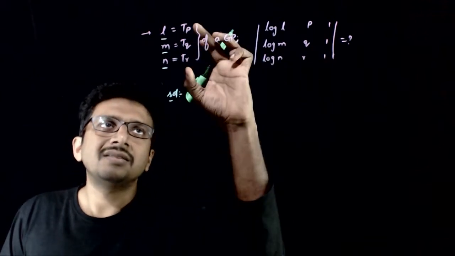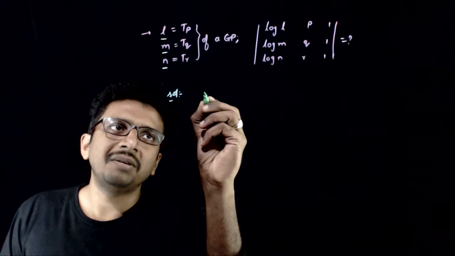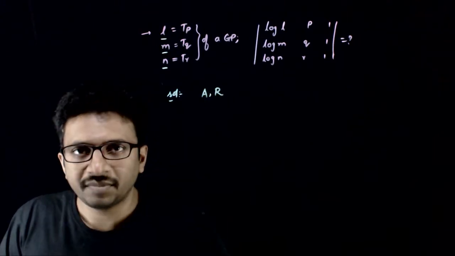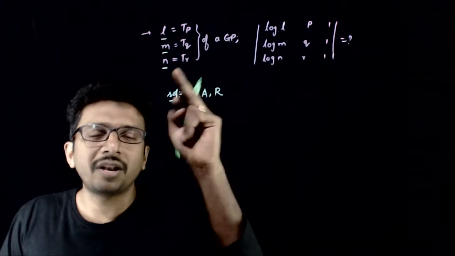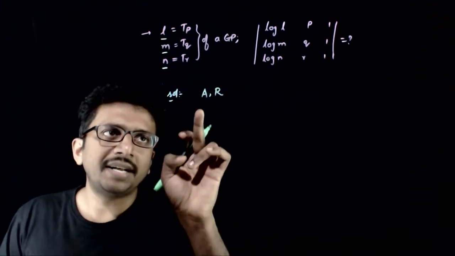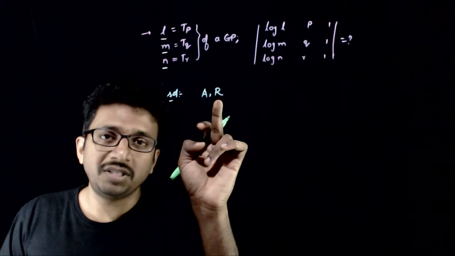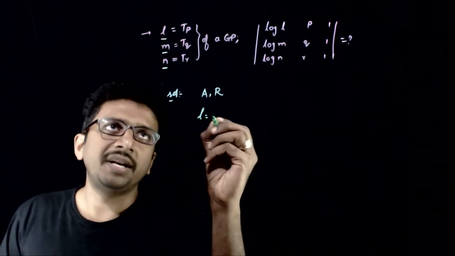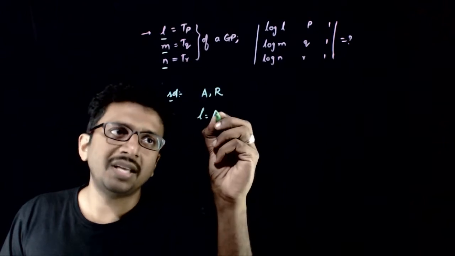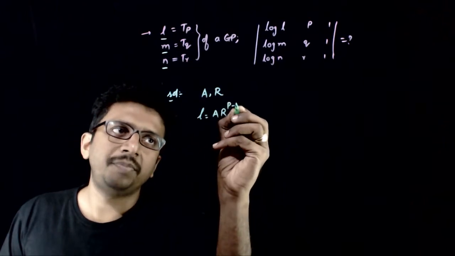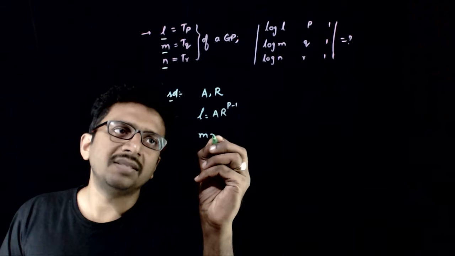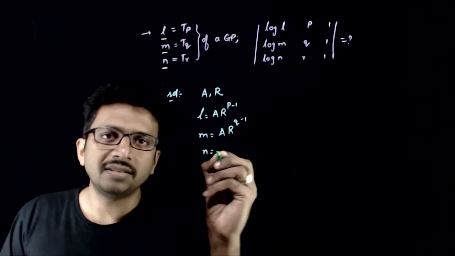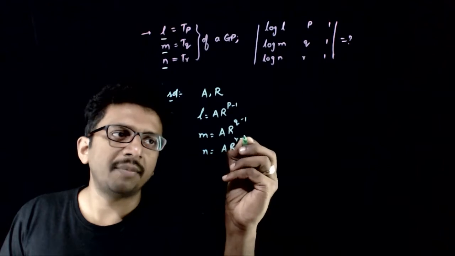So let us say that for this GP, let the first term be equal to capital A and the common ratio be equal to capital R. I have taken capital letters because small r is already used. So let A be the first term of the GP and capital R be the common ratio of the GP. Then L, the pth term, is A R power P minus 1, M is equal to A R power Q minus 1, and N is equal to A R power R minus 1.